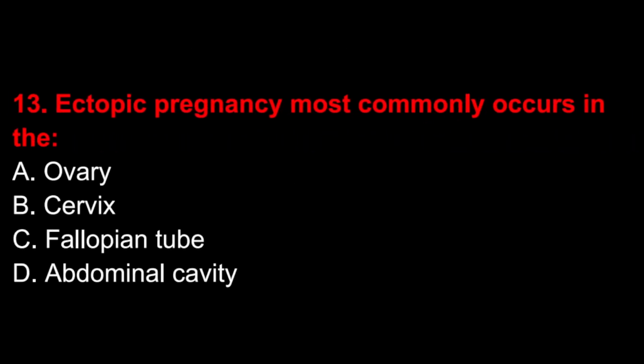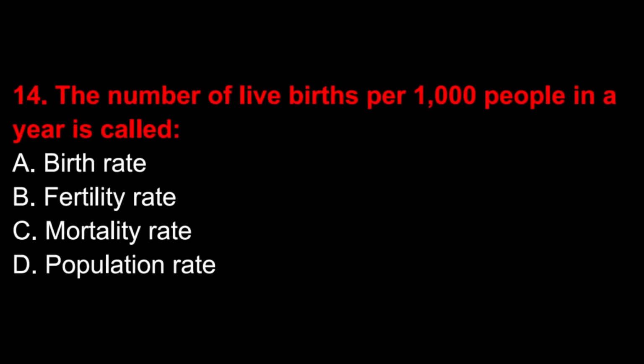Question number 13. Ectopic pregnancy most commonly occurs in the. Correct answer is option C, fallopian tube. Question number 14. The number of live births per 1,000 people in a year is called. Correct answer is option A, birth rate.